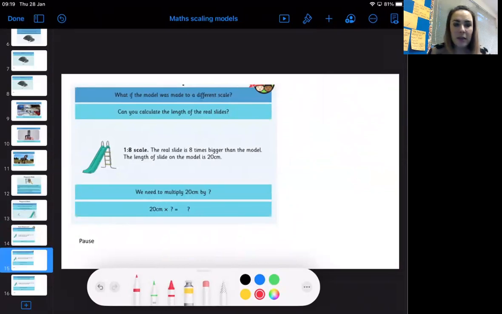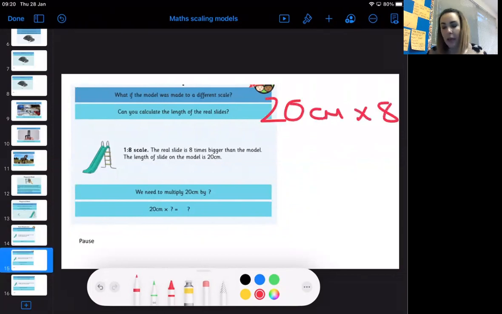Let's have a look at a different scale. So let's calculate the length of the real slide. It's a 1 to 8 scale now, so we're going to be thinking about multiplying by 8. The real slide is 8 times bigger than the model. The length of the slide on the model is 20 centimetres. We need to multiply 20 centimetres by 8 because that's the scale we're working to. So I would like you to work out 20 centimetres times 8. Pause the video, please, and have a go.